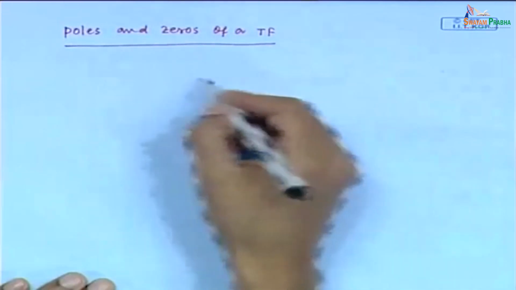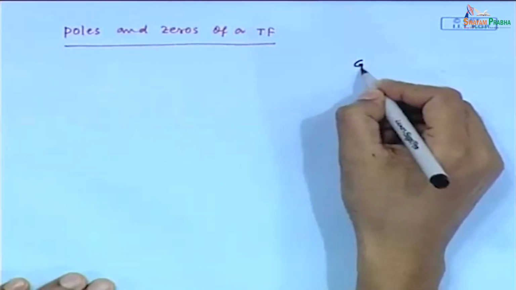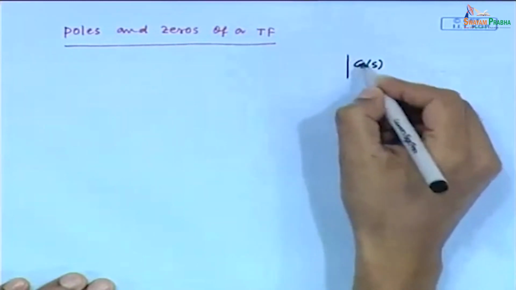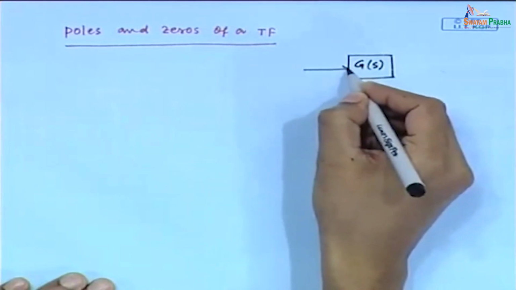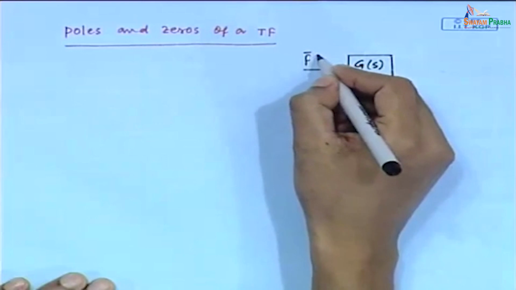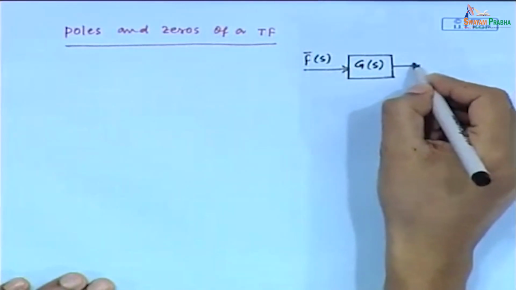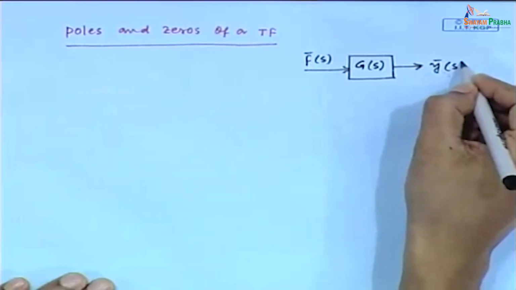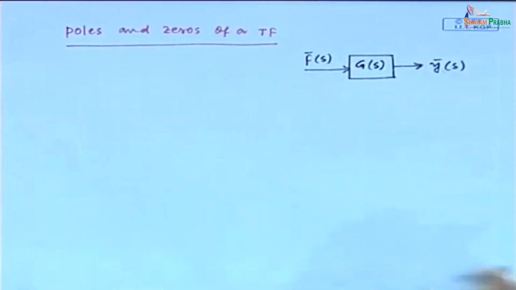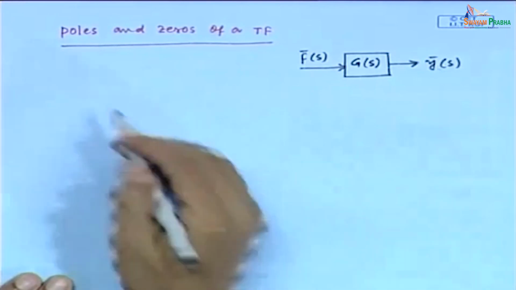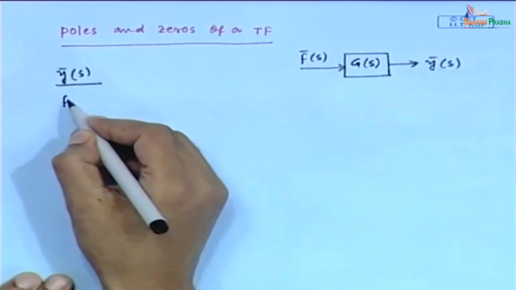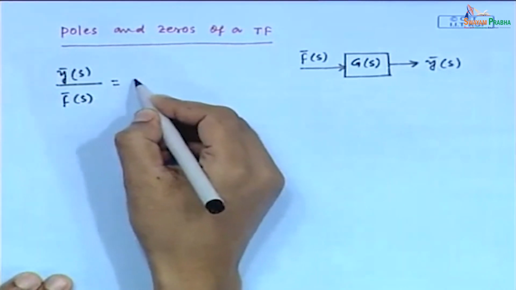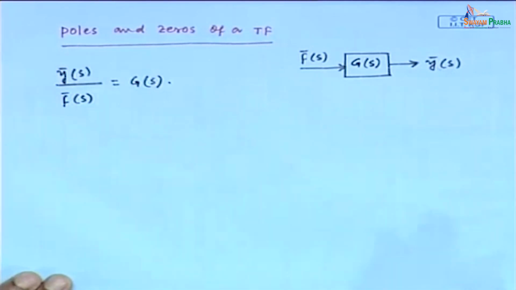Suppose this is the block diagram for a single input single output system, G(s). Input to this process is F bar(s) and output of this process is Y bar(s). So, we can write this in this form: Y bar(s) divided by F bar(s) equals G(s). G(s) is the transfer function we know.